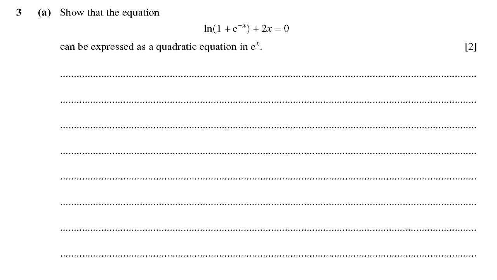Question 3 says, show that the equation ln in brackets 1 plus e to the minus x, close brackets, plus 2x equals 0 can be expressed as a quadratic equation in e to the x. That just means where you would normally have an x in a quadratic as the variable, you're going to now have e to the x as the variable. So first thing we should do is get rid of the ln. So let's take the 2x to the other side. We'll get ln 1 plus e to the minus x is equal to negative 2x.